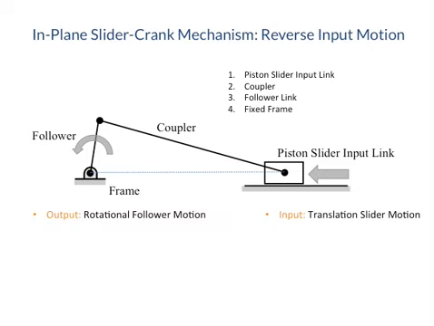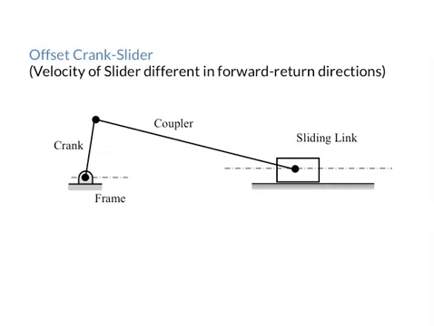An inversion is for the piston slider to be the input link, causing the crank to follow. When the input crank arm rotates at constant speed, we can have the sliding link move with different average speeds in forward and return directions by including an offset between the pivot point of the crank and slider joint. The amount of offset can be used to control the speed of the quick and slow directions of the slider.